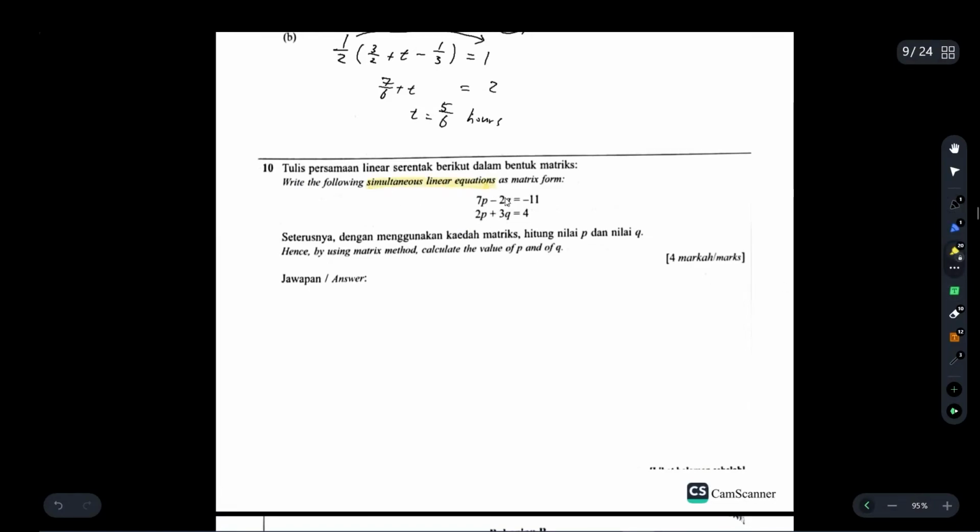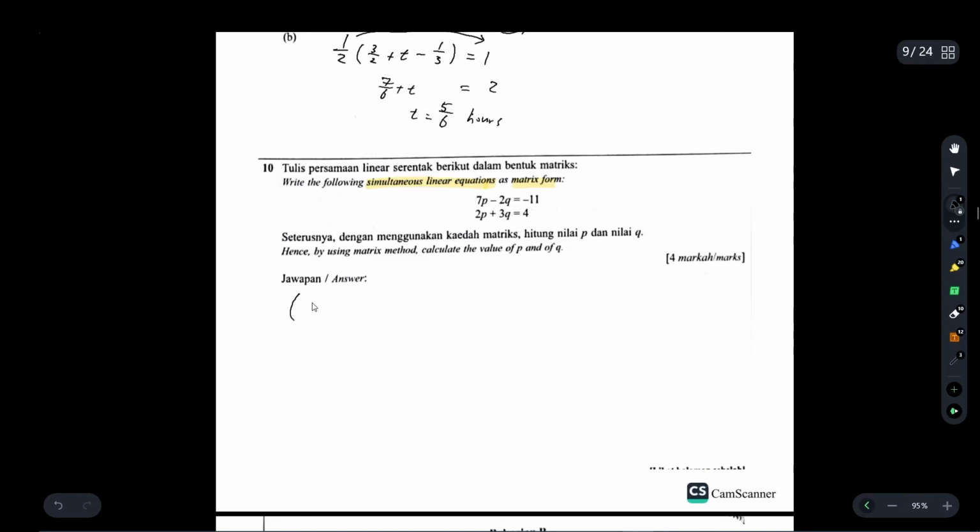Simultaneous linear equations. Matrix form. Okay, you see matrix form. So this is, I think, from chapter 2. Let's see. This is pretty simple. In this case, we just have to write it out. Just follow the pattern and write it out in matrix form.